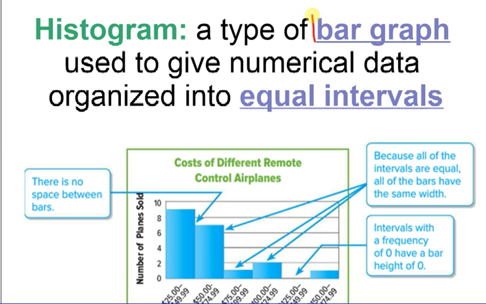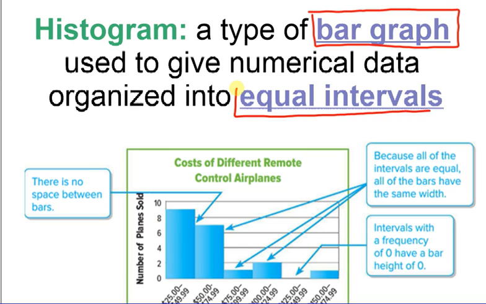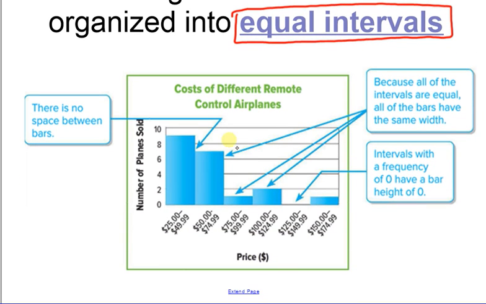The other thing we're going to look at in today's lesson is called a histogram. A histogram is a type of bar graph. It is not a bar graph though, and I'm going to explain the three key differences. The big thing with a histogram is that the information is organized into equal intervals, and we're going to talk about what that means. The best example is right down here on this graph.